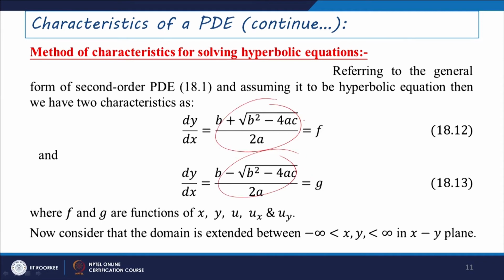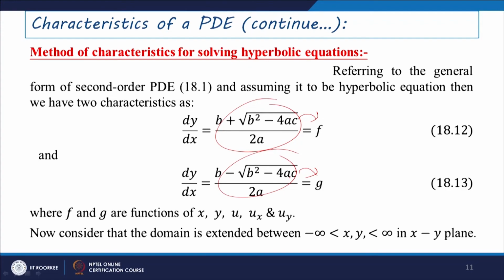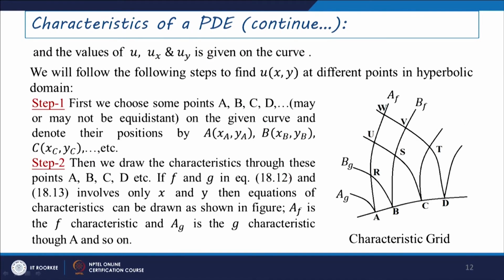If we signify the first function as f and the second function as g, where f and g are functions of x, y, u, ux or uy, and if we consider the domain to be extended over an open space, the xy plane, defined from minus infinity to infinity, then we can have the values u, ux, uy defined along this curve, and we determine these points. If you go through the different steps, they can be described as follows.